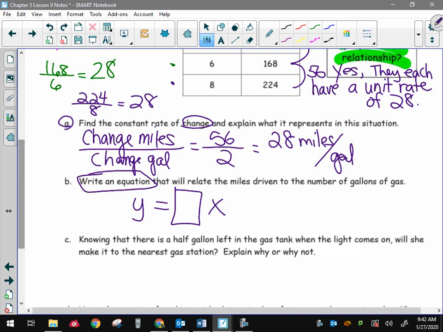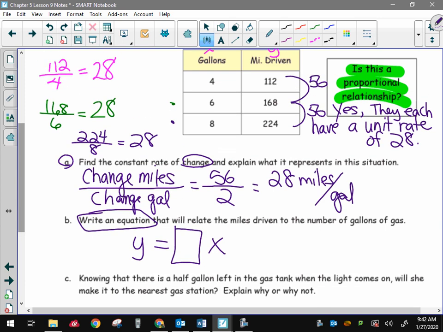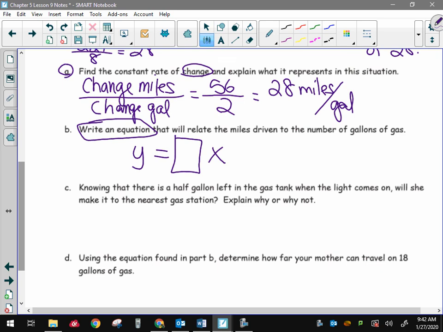McHenry, what goes in that box? What's my unit rate? Well, we've found it twice in 2 different ways. So in that box, I'm going to put 28. Y equals 28x. This is the formula that goes in my function machine.